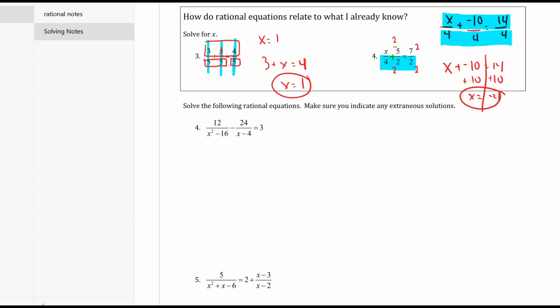All right, so let's get to problem 4. What I want to do first is find my least common denominator, and you've done this already before. So what I'm going to have to do is try to factor all my denominators. Here they are. On the other side of the equal sign, there isn't a denominator. So remember, the first step.